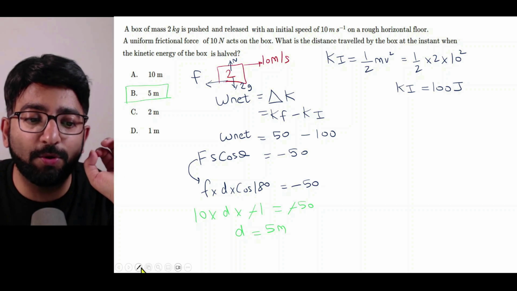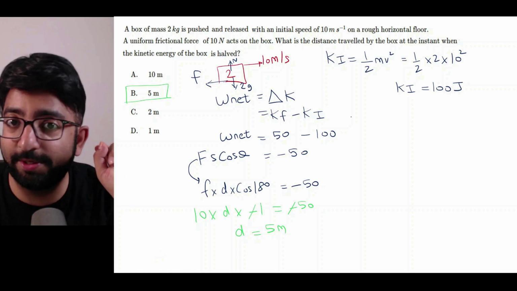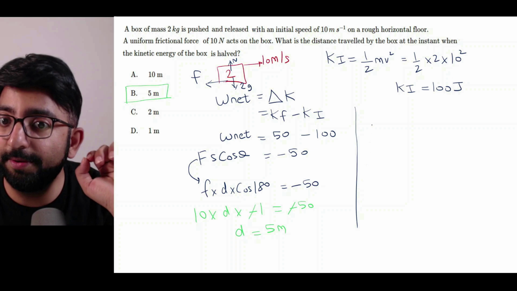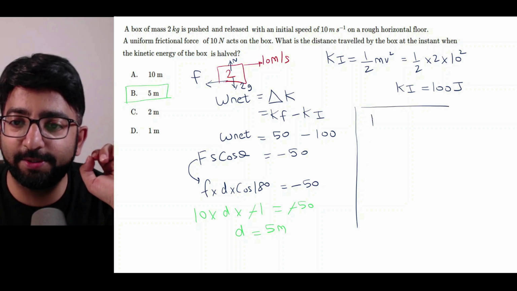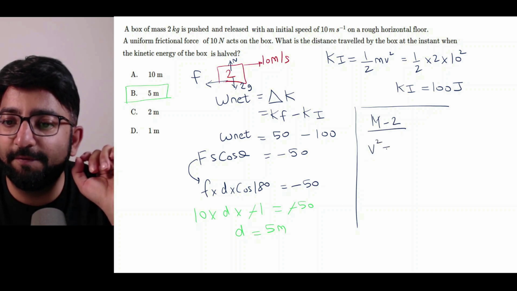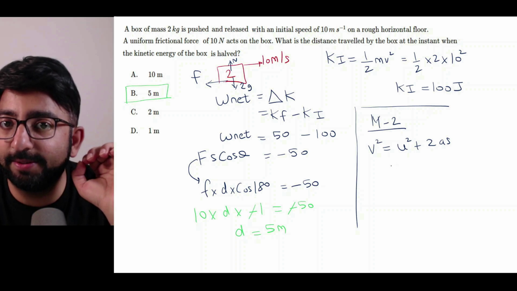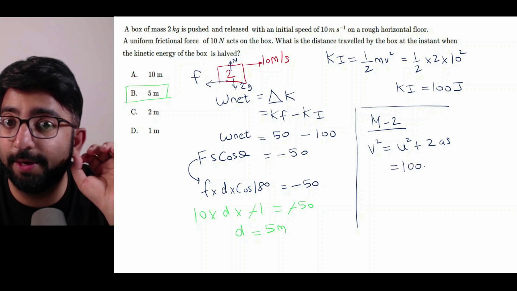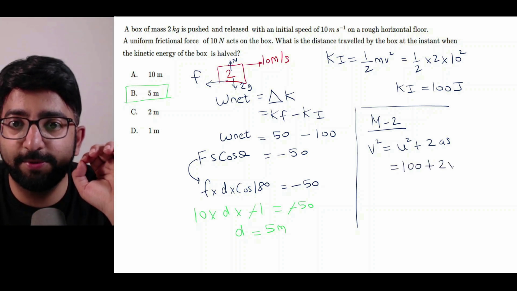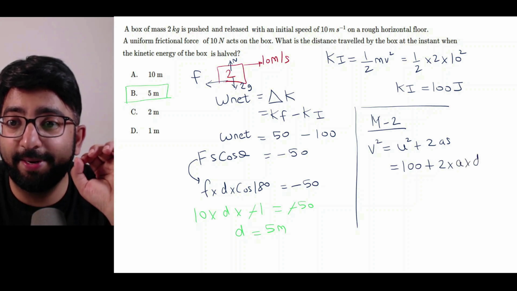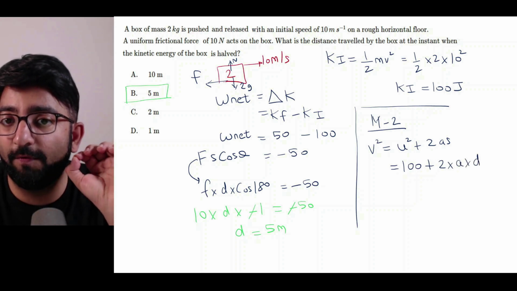Now, we could have also solved this question using the second method, which is the Newton's equations of motion. Let's call it method number 2. So let's write down the equation: v square is equal to u square plus 2as. Initial speed is given as 10, so we will write 100 in place of u square, plus 2 times the acceleration multiplied by d. And d is the distance which we want to find.